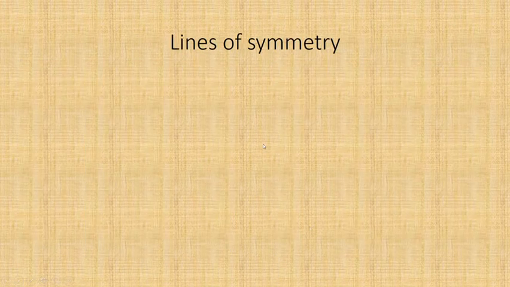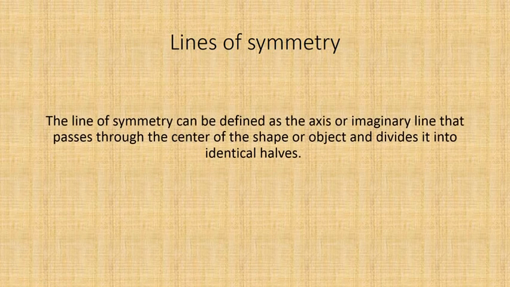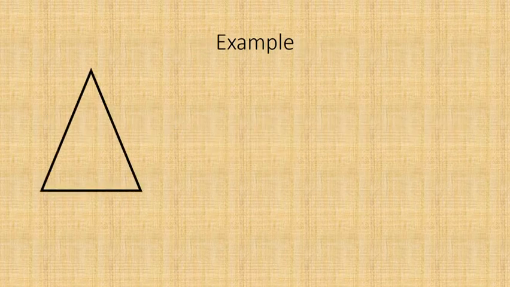Let's go to our new lesson, lines of symmetry. First of all, I need you to understand what it means, lines of symmetry. The line of symmetry can be defined as the axis or imaginary line that passes through the center of the shape or object and divides it into identical halves. What does this mean? Let's have an example to make it clear.